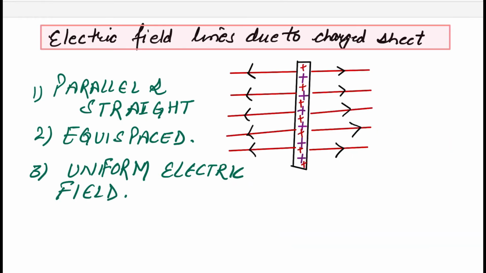Next are the electric field lines due to a charge sheet. We have a positively charged sheet.